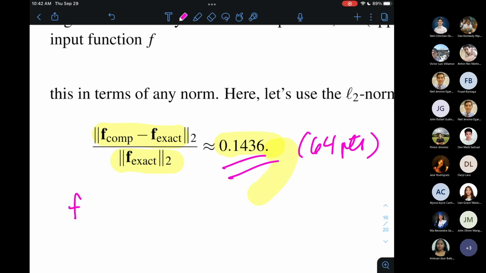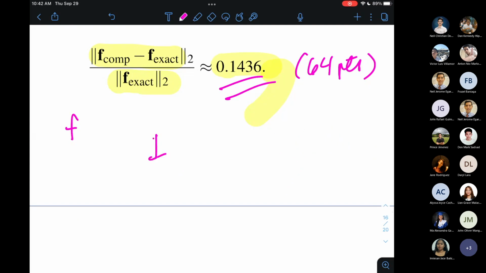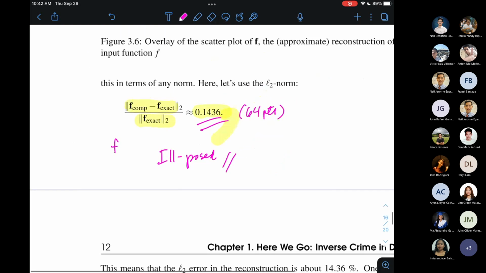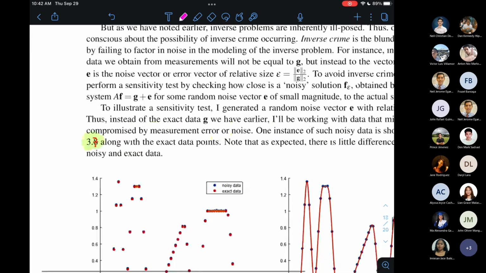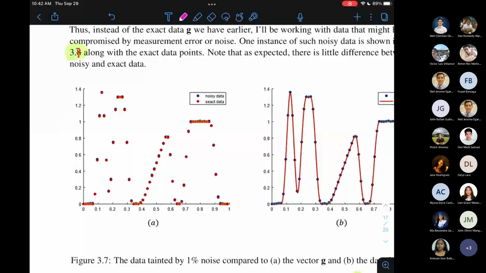Kaya lang sa inverse problem, hindi lang error yung kalaban natin. Because now we mentioned that inverse problems are ill-posed by nature. Okay? So they are inherently ill-posed by design. So ibig sabihin, kailangan tayo maging extra careful with our solutions. Okay? Kasi nangyayari, sa totoong buhay, hindi na natin nakukuha yung perfect data. Lalo na kung nanggagaling sa measurements yung right-hand side ng inyong solution.